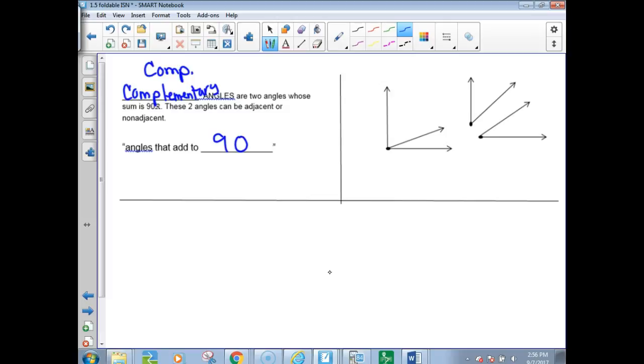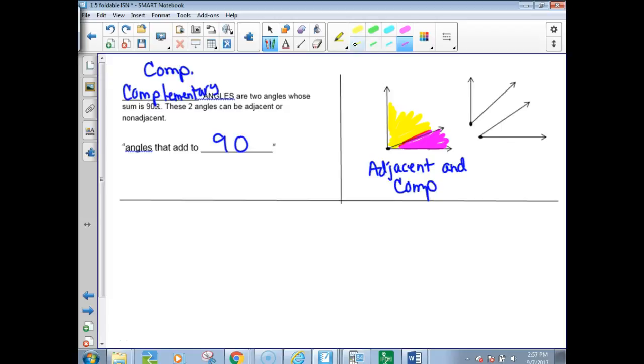They can be adjacent or non-adjacent. So the ones right here are adjacent. So these are adjacent and complementary. And I just know a lot of you like the colors. So it's that angle plus this angle, and they will add up to 90. Oh, didn't mean to color over the lines there.